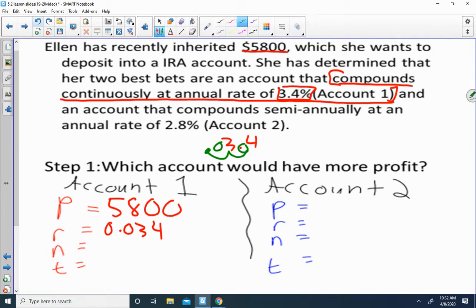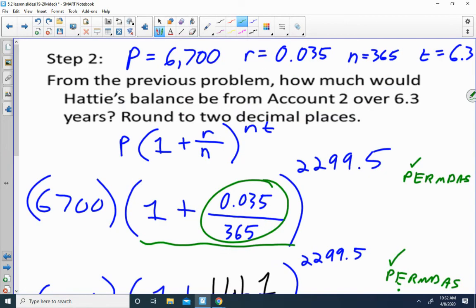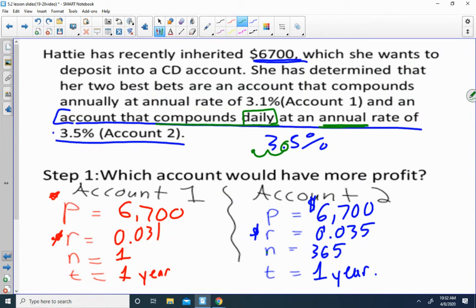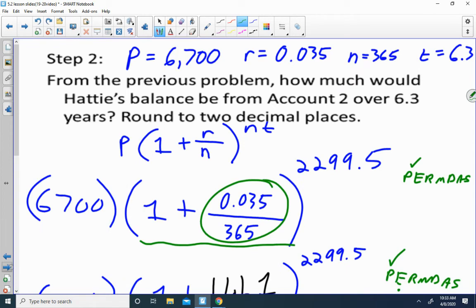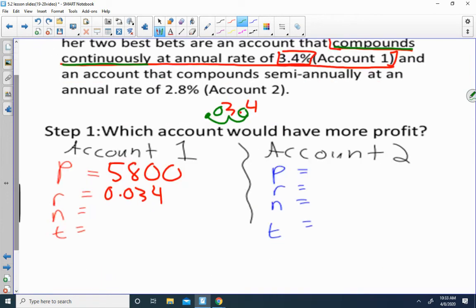Now, the number of compounds. It says, for this example, it compounds continuously. Now, what did we say to do when it compounds continuously? Let's look at the chart. Compound continuously is the PERT formula. Ooh, so that means we actually don't need an N. We just need PRT, and then we'll throw the E in there to get PERT.